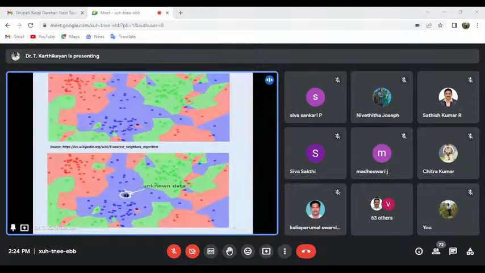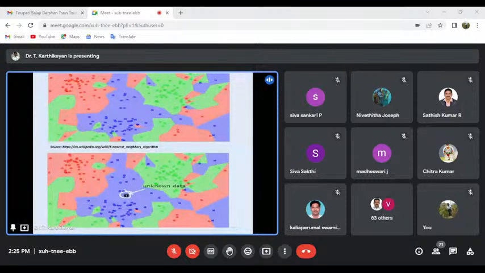So in this particular slide, you can see two diagrams. In the lower one, we are going to introduce a different type of dot. In the previous one, we have seen only red, blue, and green. When I introduce a black color dot into it, then by using this machine learning algorithm, it can be easily identified. So this technique can be used in the industries to identify the faulty one.